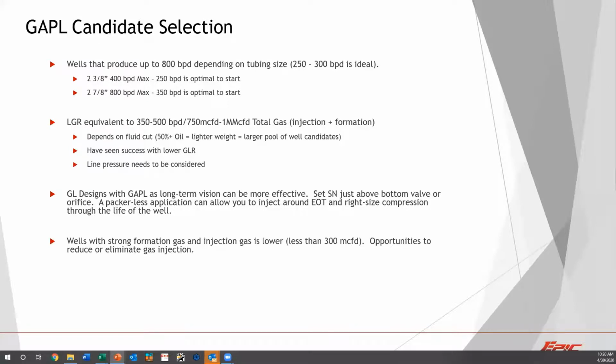And then wells with strong formation gas become really good candidates also, having the ability to continue to reduce the injection rate as low as possible. And in some cases, and we'll show you with a couple of our case studies, we're actually able to turn off the injection and look at releasing the compressor, and once again, lower our LOE costs.